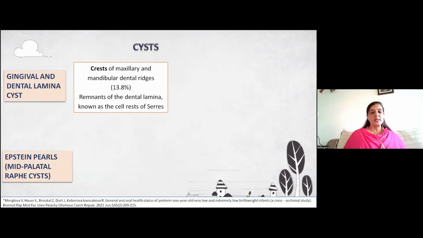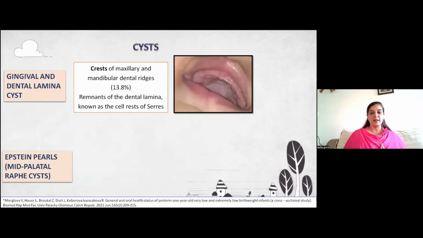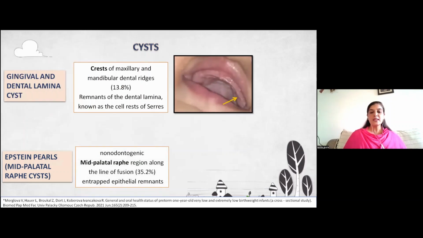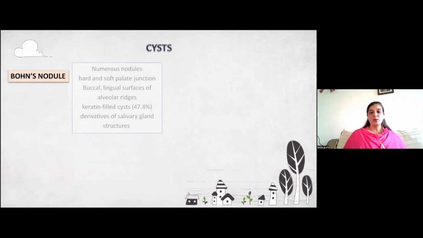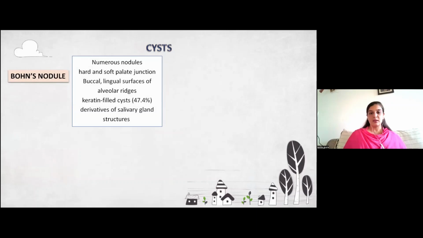The second most common cyst in occurrence is the mid-palatal raphe cyst. These cysts are non-odontogenic in origin. They commonly happen on the mid-palatine raphe with a prevalence rate of 35.2%, and they happen because of entrapped epithelial remnants.